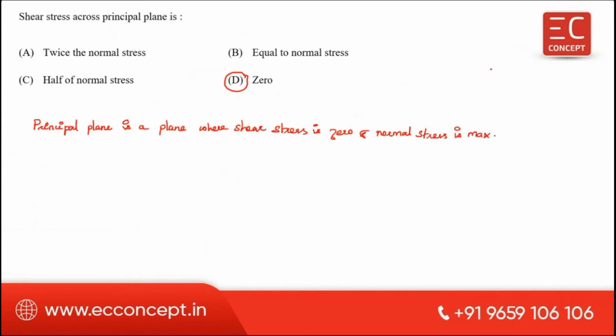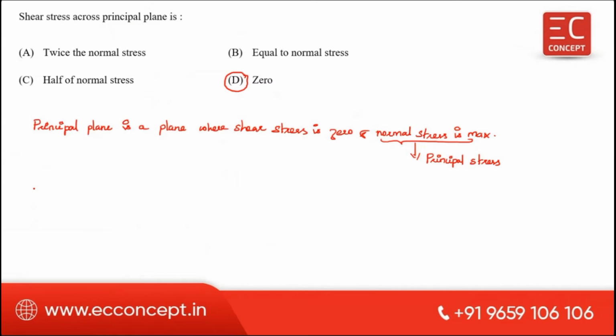So this is about the principal plane and principal stresses. This maximum normal stress is called principal stress. In a nutshell, we can say in the principal plane shear stress is 0 but normal stress is maximum. That maximum normal stress is called as principal stress. So this is the important point.